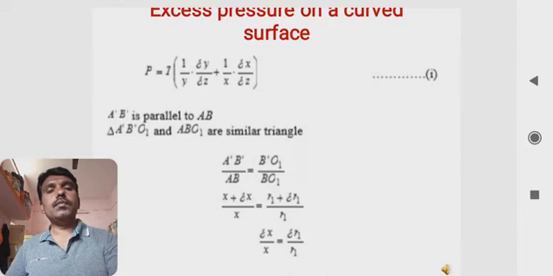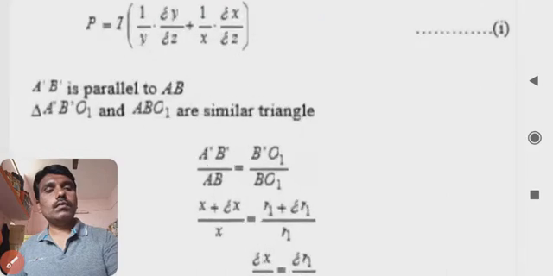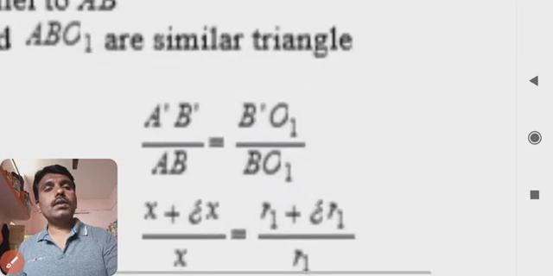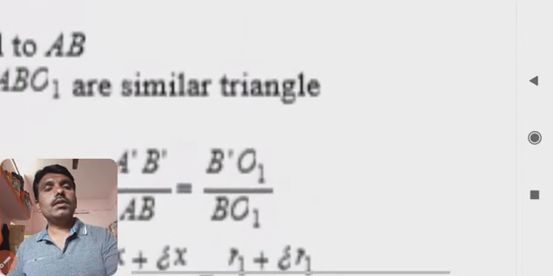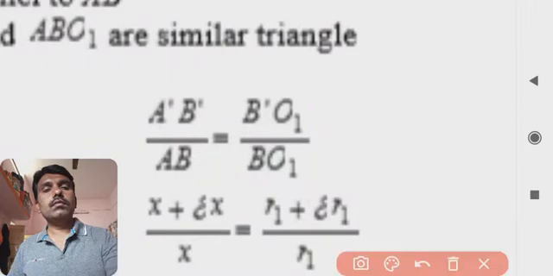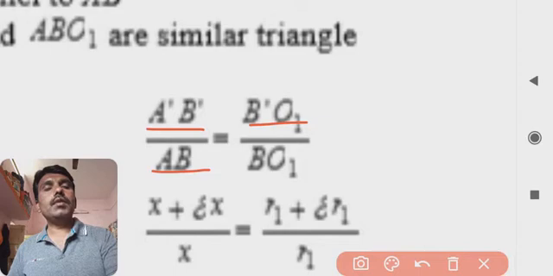A dash B dash upon AB, the other triangle's side B dash O1, the common parallel lines, upon another parallel line B dash O1 upon BO1.